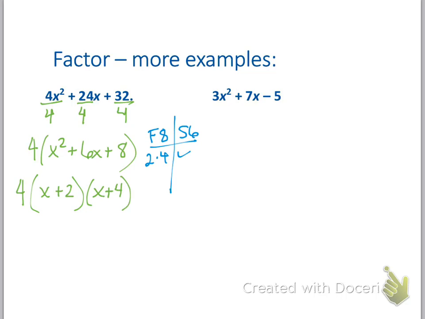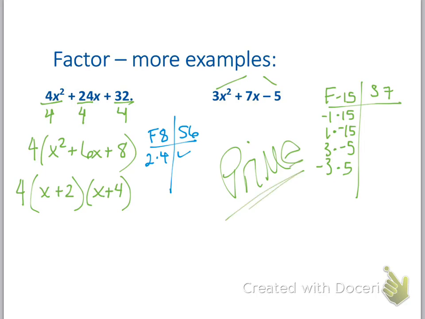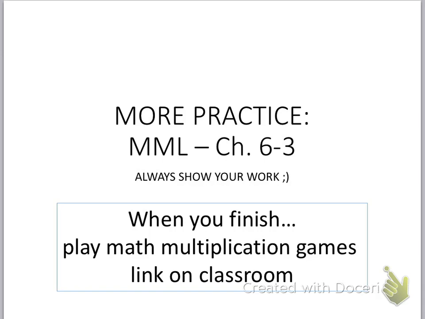All right, final example. I'm sure you're getting bored of this, but this one's really important. Factors of negative 15, 3 times negative 5, that add up to 7. 1 times 15, 1 times negative 15, 3 times negative 5, negative 3 times 5. What? None of them are adding up to 7. You guessed it. It's prime. We can't factor it.